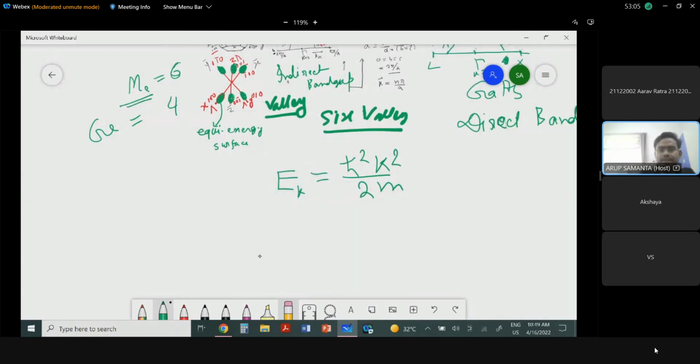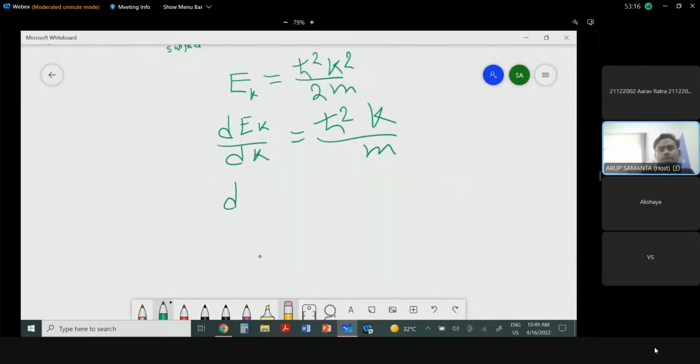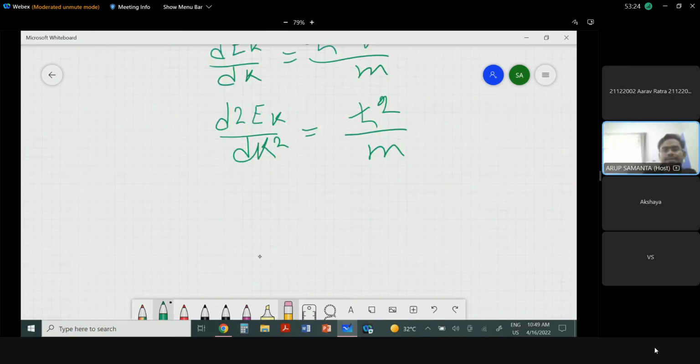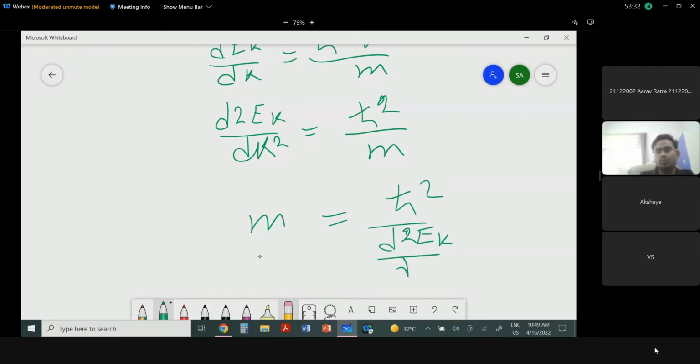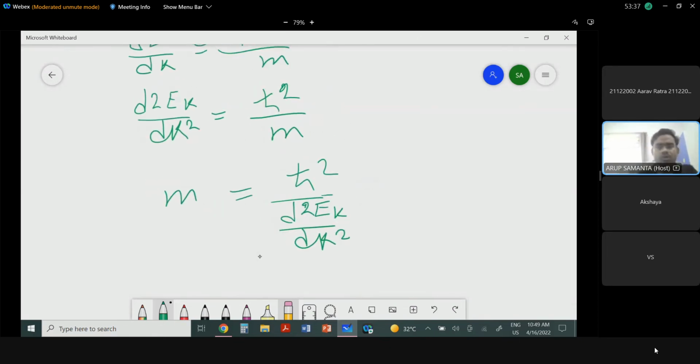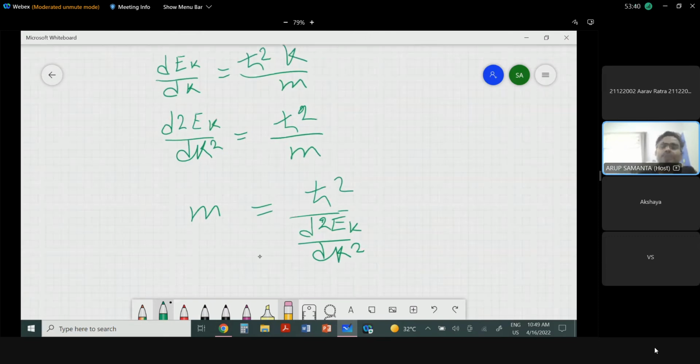So now you can do this: dE/dk equals h-bar squared k by m, and d2E/dk2 is h-bar squared by m. So m equals h-bar squared by d2E/dk2. You can consider this m, this mass. This mass is not the normal mass. This mass now depends on E(k) and the k movement.